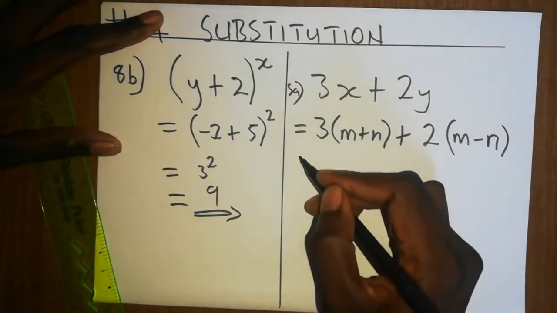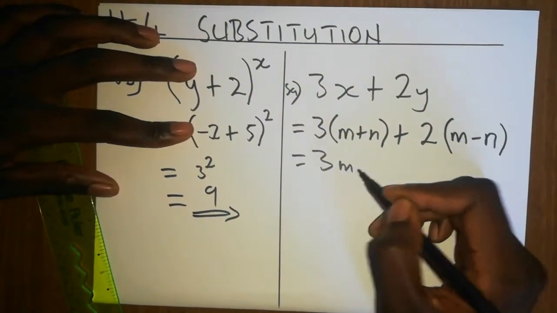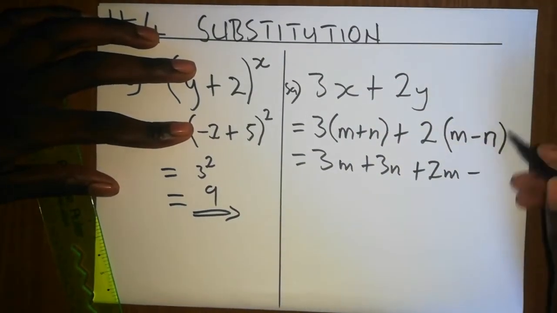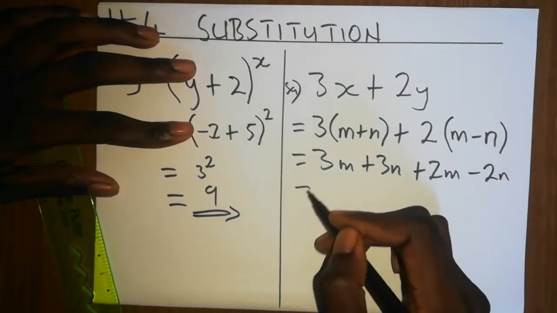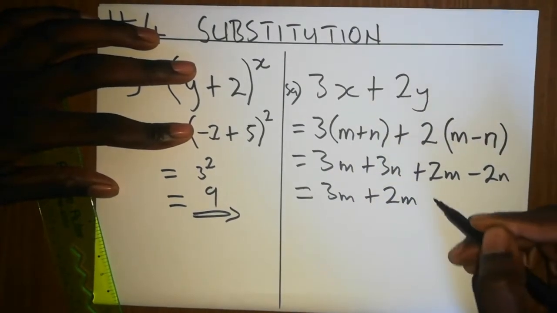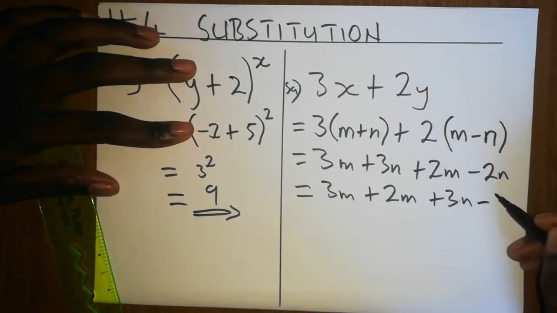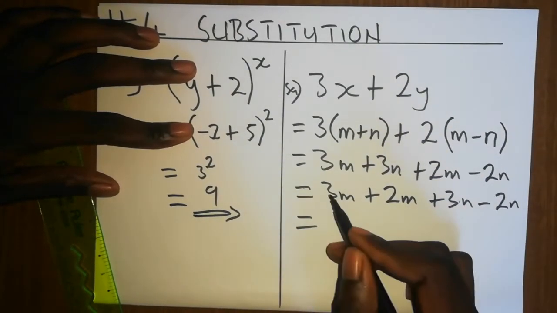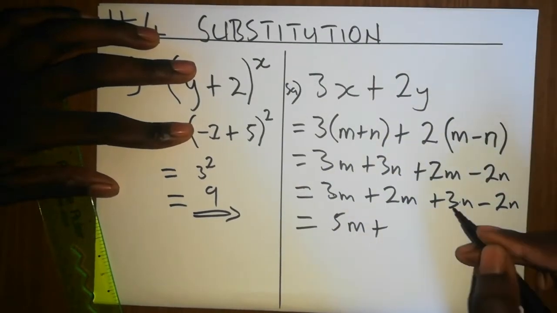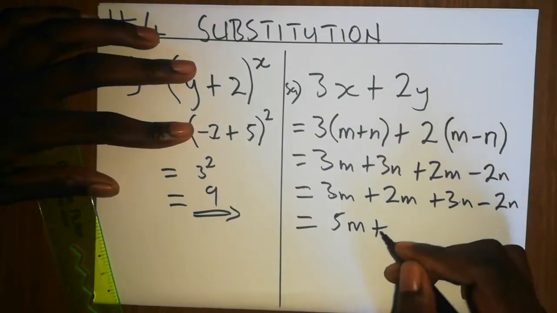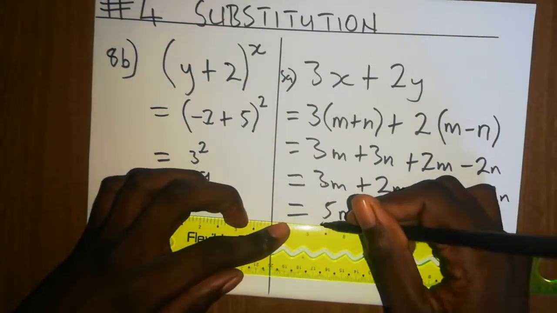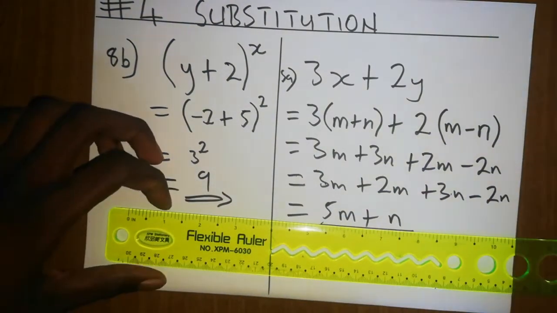So this is now expansion. So it's equal to 3m plus 3n plus 2m minus 2n. From here, I'm going to collect my like terms. 3m plus 2m plus 3n minus 2n. From here, I'm moving to my final answer. 3m plus 2m, that's 5m, plus 3n minus 2n, I'm going to obtain n. This is my answer. I'm done. This is November 2001 substitution.